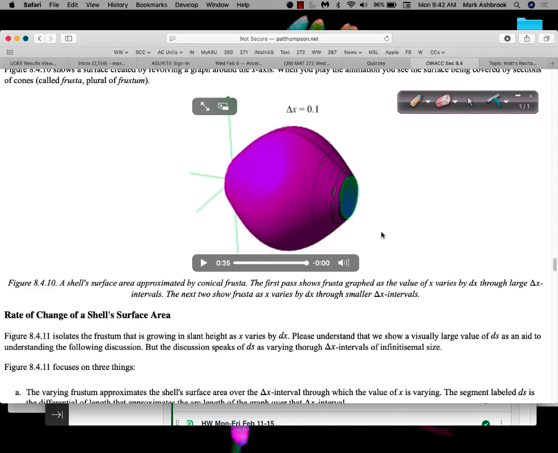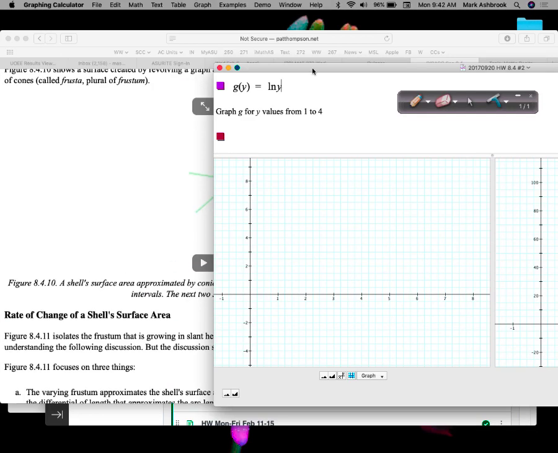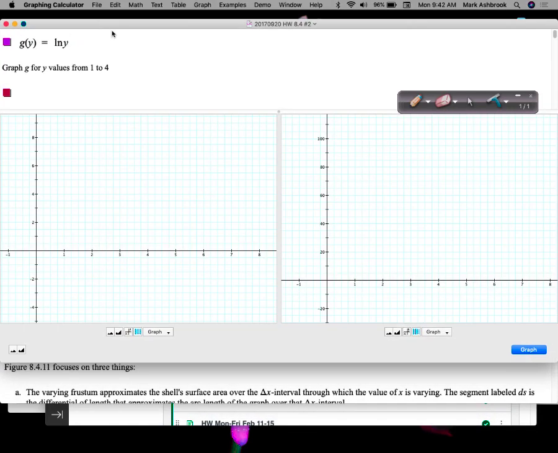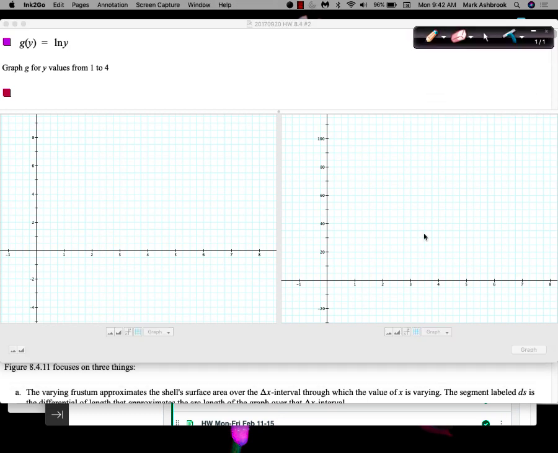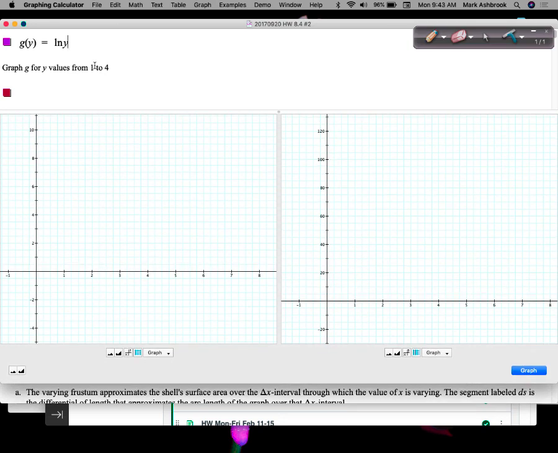So let's start applying this stuff. Here is the function g of y equals ln of y. That's a little different than what you're used to. Why? Because now I'm saying that y is the independent variable, not x, and I want to graph it as such. So I want to graph the independent variable on the y-axis, not the x-axis.